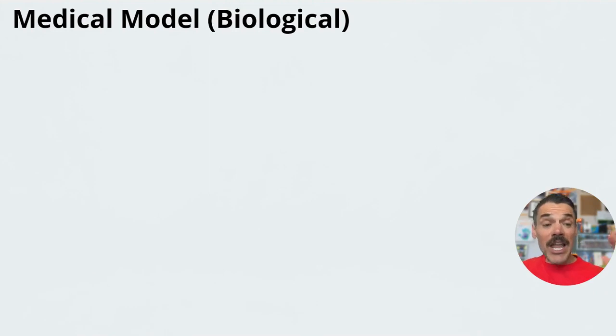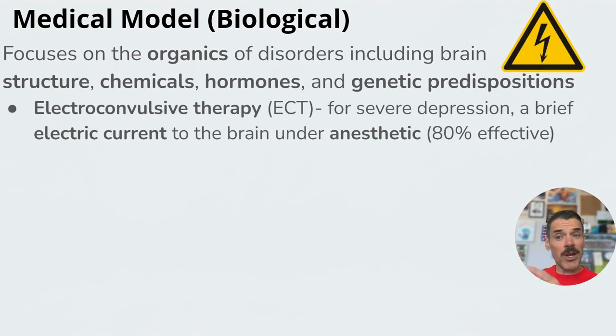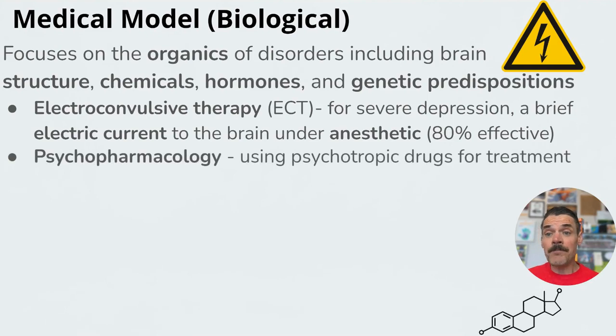All right, good stuff. Last slide here, we got the medical model. This is biological. This is focusing on our brains, our brain structure, chemicals in the brain, hormones, even our genetic predispositions. The first one up here is electroconvulsive therapy. This is used with severe depression. So if other types of therapy are not working with depression, this is actually a pretty good option. It sounds crazy, but it's a brief electrical current through the brain while a patient is under general anesthetic, and it's super effective, like 80% effective. So it disrupts some of the memory, some of the thought process with that, but it's very effective.